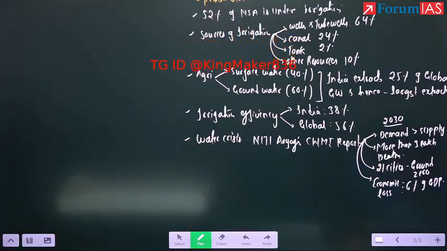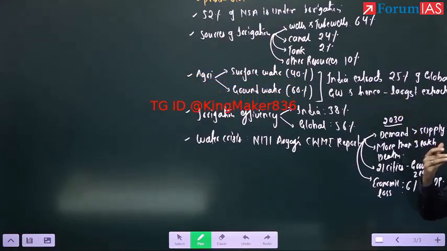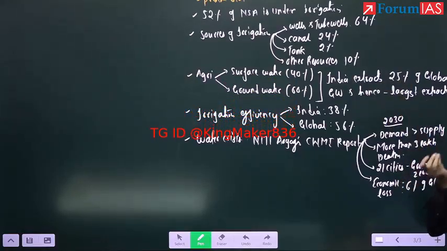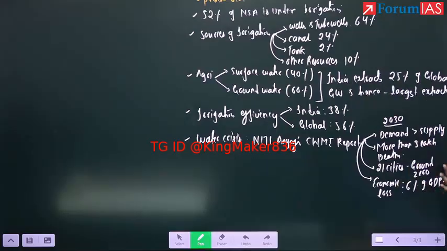Not just that, if there is a water crisis, what will happen to generation of hydropower? Hydropower generation will reduce. Water is also a critical input for industries. Industrial output will also reduce. So cumulatively, it can lead to a loss of 6% of India's GDP. So we are staring at probably the worst water crisis. I hope you understood, everyone. Okay.